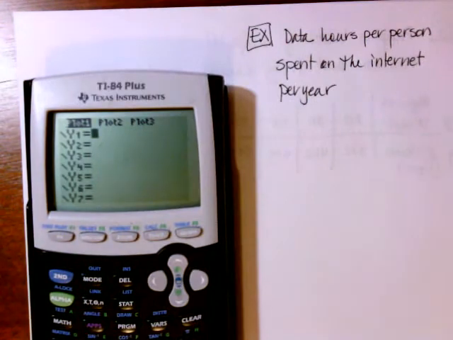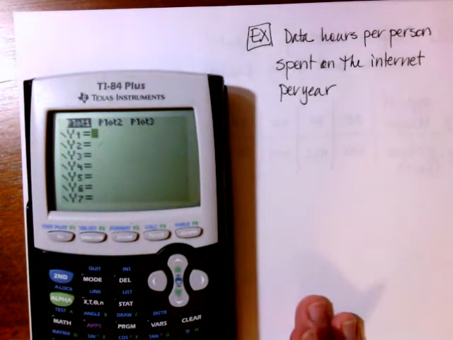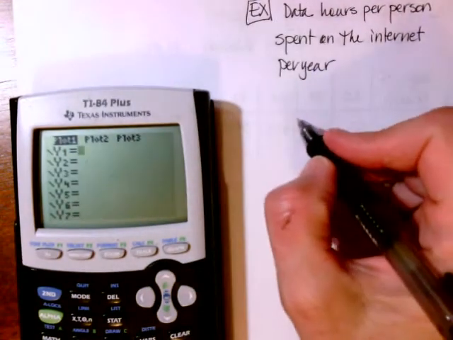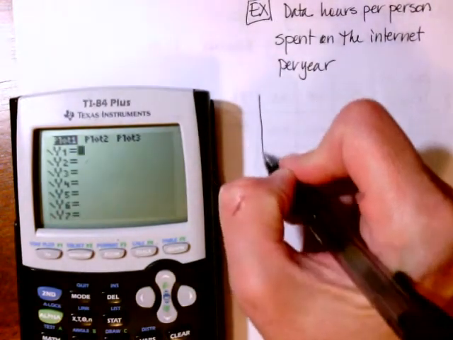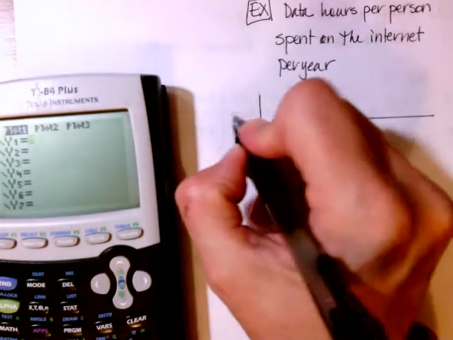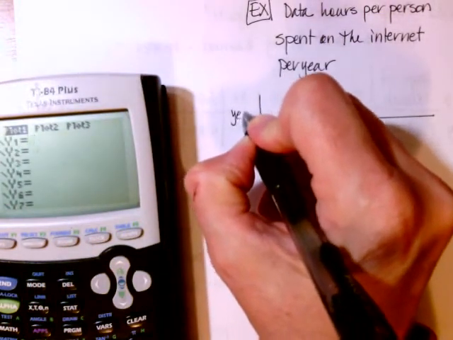All right, so that's the data that we're going to look at, and then we're going to do our regression analysis. All right, so let me give you our little set of data. I think maybe my grapher's in the way. I'll scoot it over for a bit.